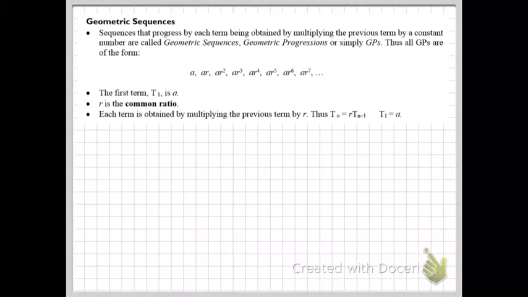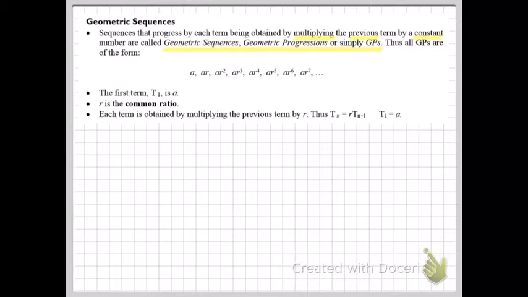Geometric sequences are sequences that progress by each term being obtained by multiplying the previous term by a constant number, and they're called geometric sequences, geometric progressions, or simply GPs. And once again, the most common term is geometric progression.